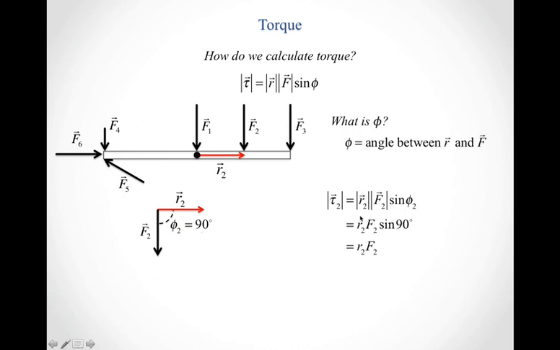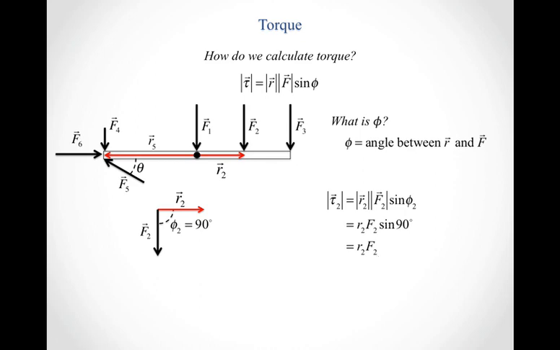So when I go to plug all this in, this is just the length of r2, whatever that distance happens to be. This is the magnitude of that second force, however hard that force pushes against the rod. And then this is a 90-degree angle. The sine of 90 degrees is just the number 1. So the magnitude of the torque generated by force 2 is going to be given by the length of that position vector times the magnitude of the force.